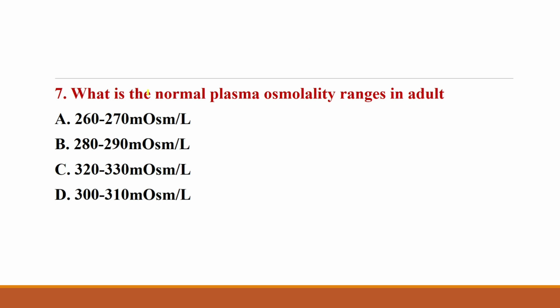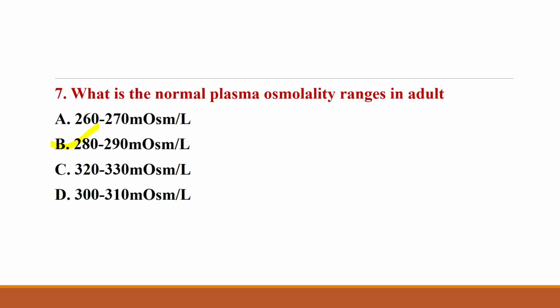Next question, what is the normal plasma osmolality range in adults? Option A, 260 to 270 milliosmoles per liter. Option B, 280 to 290 milliosmoles per liter. Option C, 320 to 330 milliosmoles per liter. Option D, 300 to 310 milliosmoles per liter. Answer is option B, 280 to 290 milliosmoles per liter.